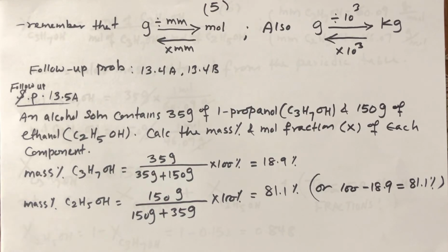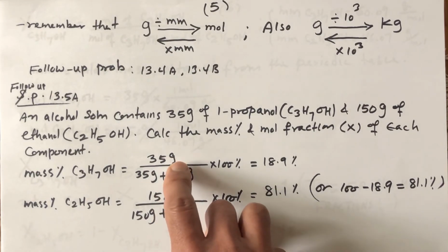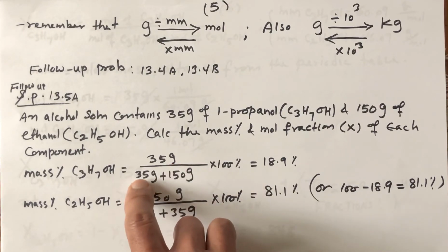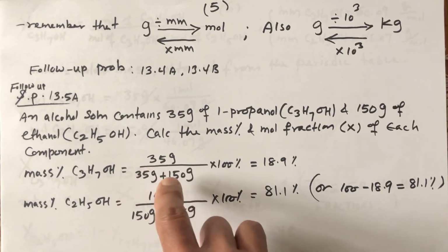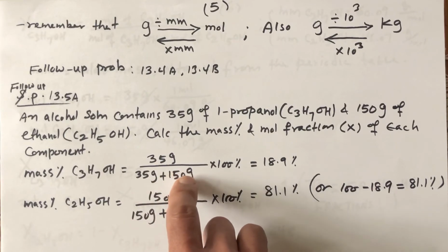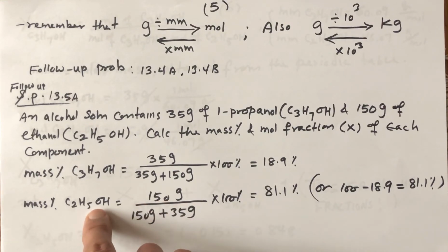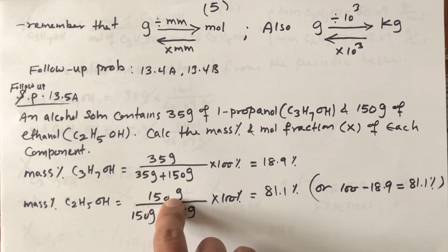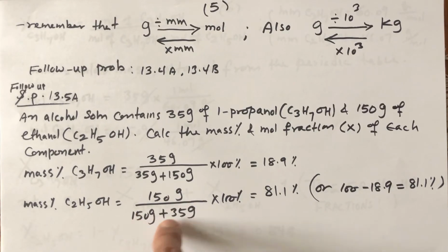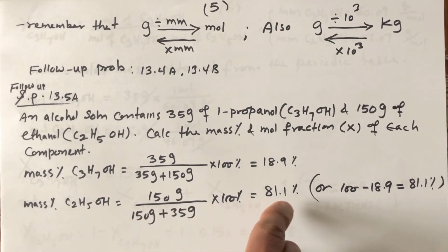Okay, so we look at the equation for the mass percent. The mass percent, for example, of the 1-propanol is going to be the mass of 1-propanol, 35, divided by the total mass of the solution, which is the propanol plus ethanol, times 100%. And the mass percent of the other component, which is ethanol, is going to be the mass of ethanol, 150 grams, divided by the total mass, times 100%.